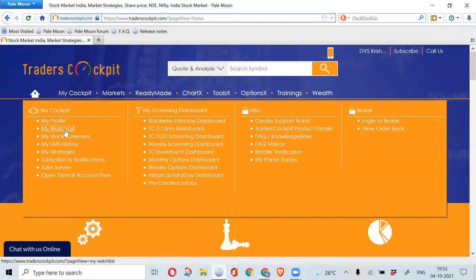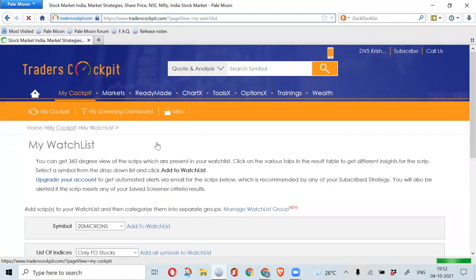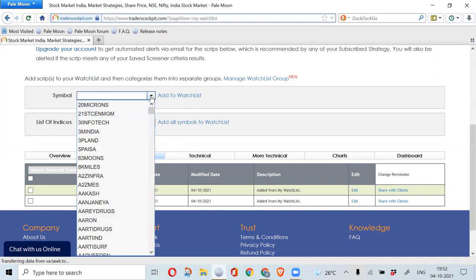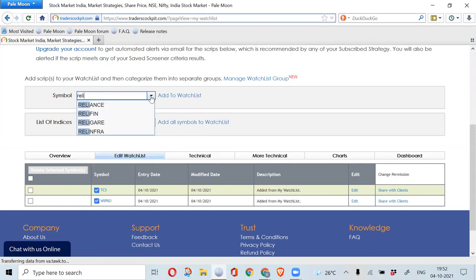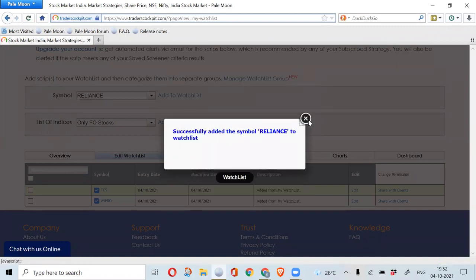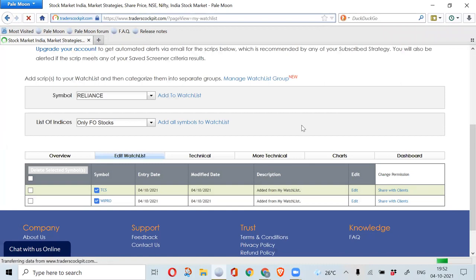If you click on My Watch List, you can add n number of stocks to your watch list. Here, I have added 2 different stocks. If you want to add more stocks, you can just search by name, like Reliance, and then add to watch list. By clicking on that, the stock will be added to the watch list like this. If you refresh this page, you can see the stock added to your watch list.